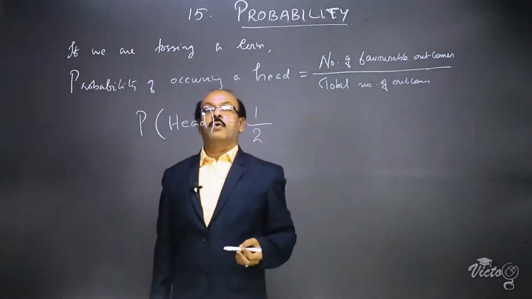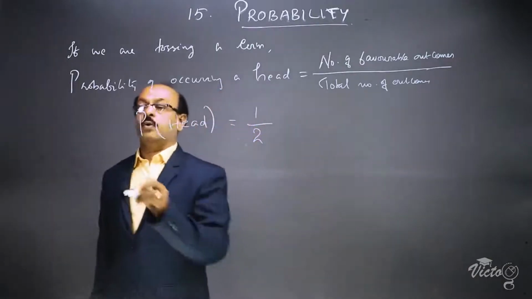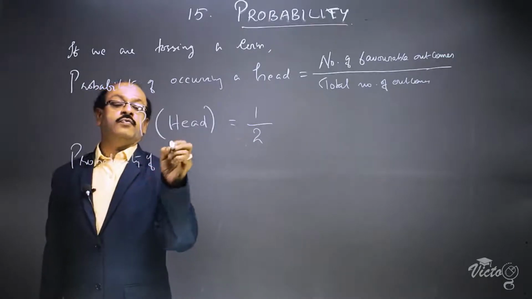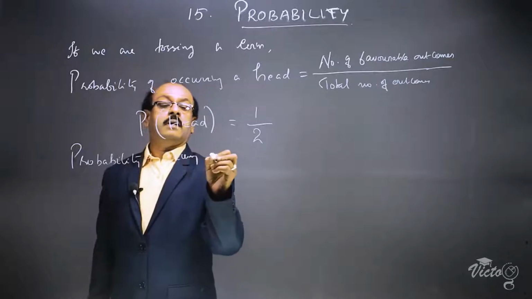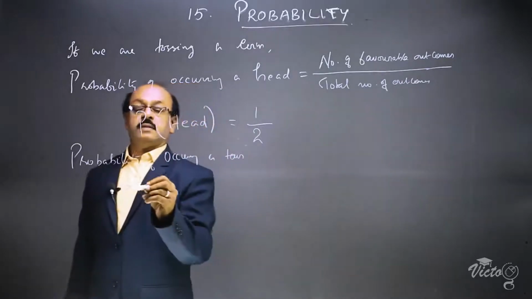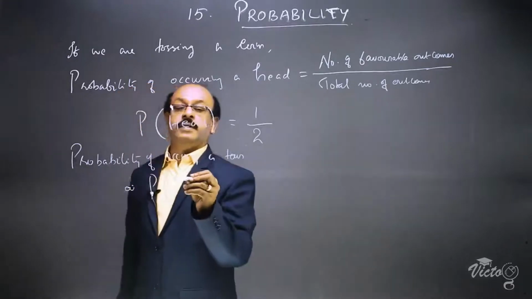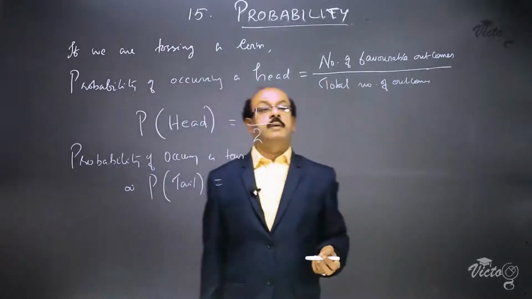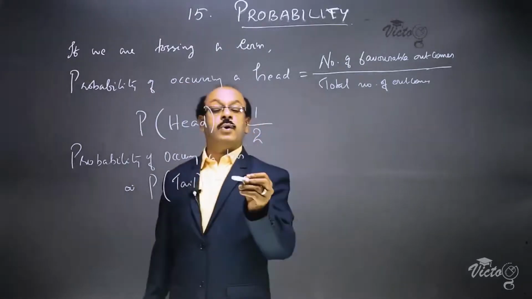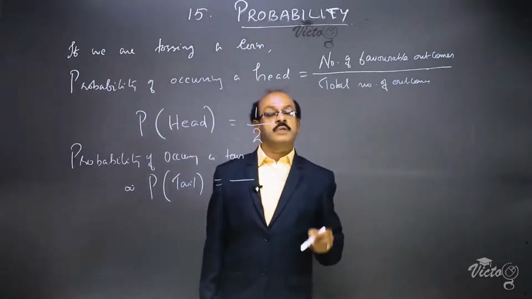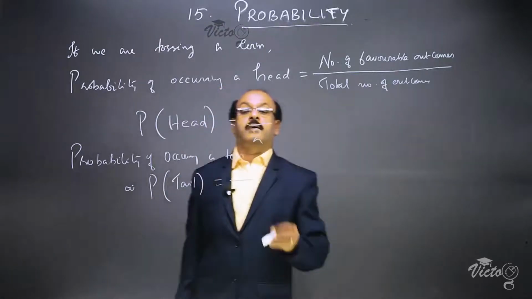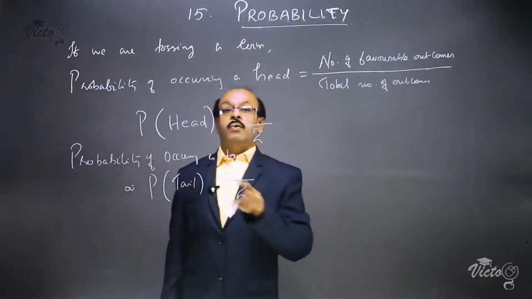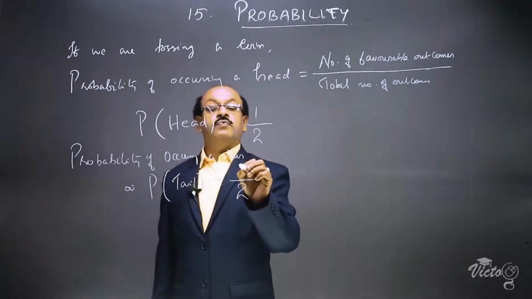Similarly, we can also find the probability of occurring a tail. Symbolically, probability of occurring a tail. The formula is the same: number of favorable outcomes divided by total number of outcomes. Here also the total number of outcomes is 2, occurring a head or occurring a tail, and for favorable outcomes only one tail is there. Therefore, it is 1 by 2.